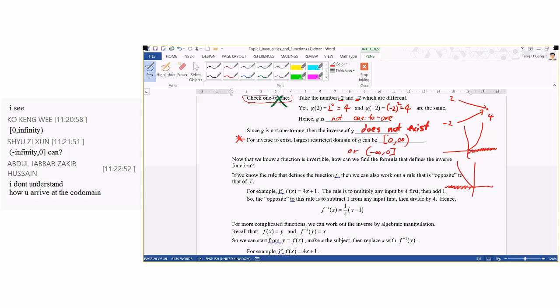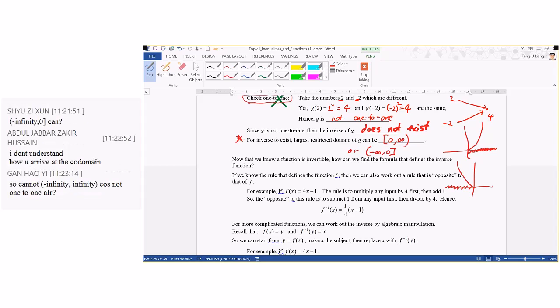Yeah, but I don't understand your question. What do you mean by how do you arrive at the codomain? The codomain originally was given out here. That was where we got the codomain already.